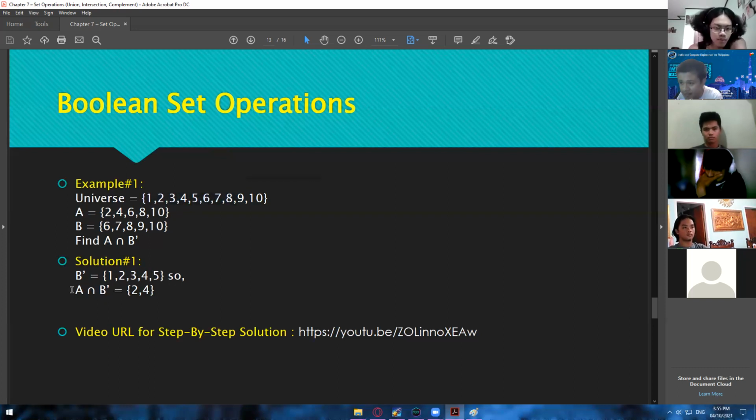So for A intersection B complement, we are now going to get this one and this one. You can simply remove this one first and then put them side by side, so we can get their common elements. Their common elements are 2 and 4.